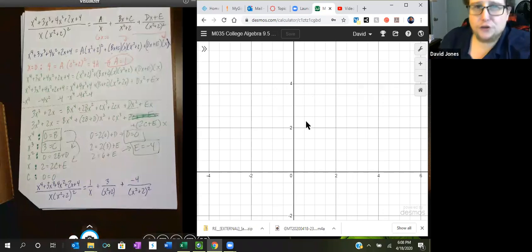This is an essential skill for calculus. So you should very, very, very much practice this and learn how to do it.